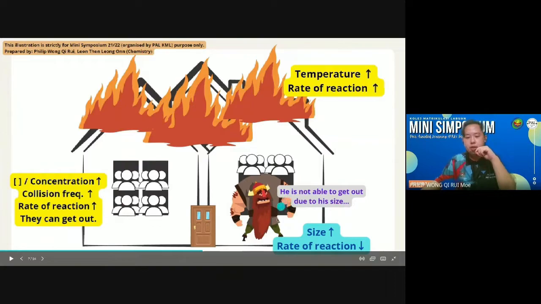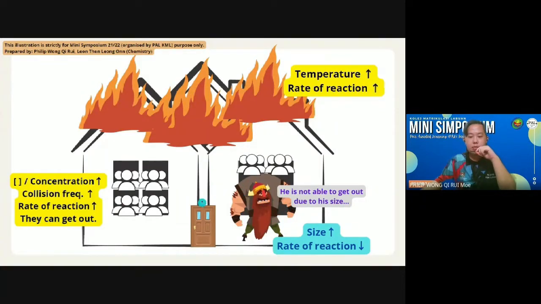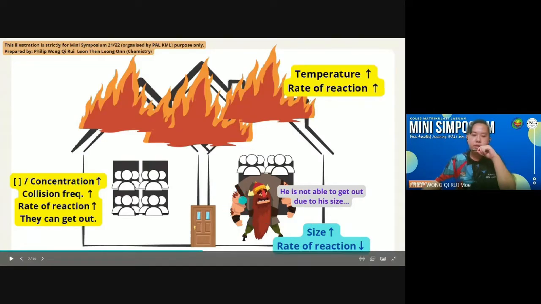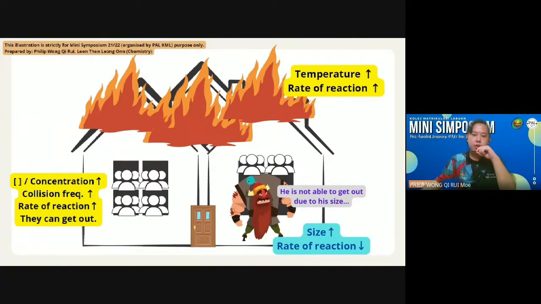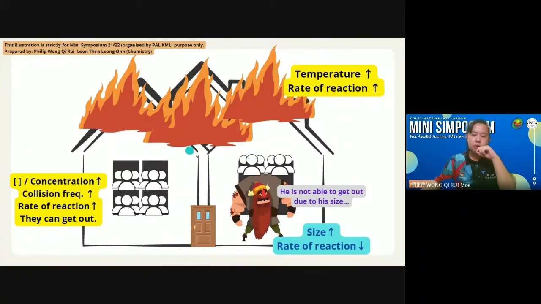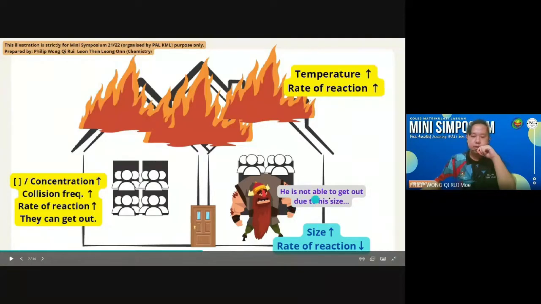However, as we can see here, there is one giant who is unable to get out of this small door. It's due to its size that the rate of reaction decreases. It means that when the particle is too big, the total surface area for reaction is too small. Therefore, rate of reaction will decrease compared to other types of particles which are small in size, such as powders. They have greater total surface area for reaction. Thus, their rate of reaction will increase. However, for this case, it's not the same. It's due to its size that the rate of reaction decreases.